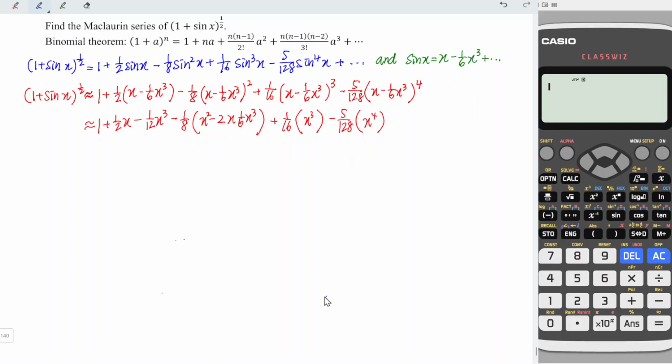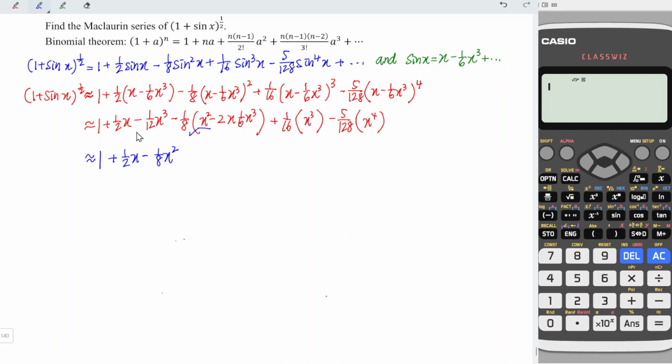And we can now simplify. So we have approximately equal to 1 plus 1 over 2x, and we should now look for square. So which means that we should look for this term. This is the only term with square. So we have minus 1 over 8 x squared. So this one done, we can take note and we move to cube.